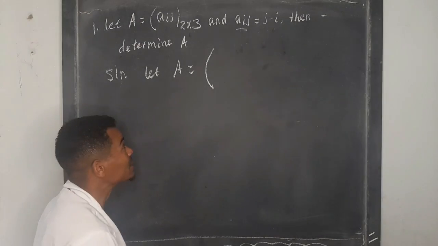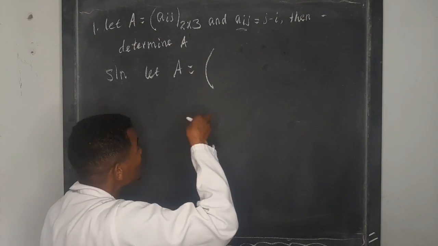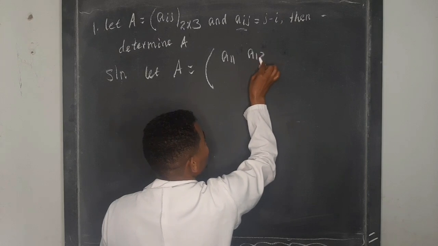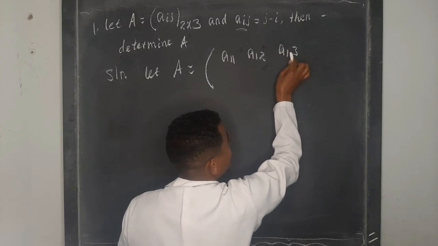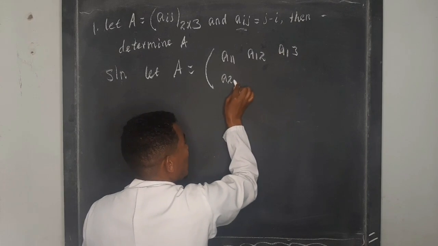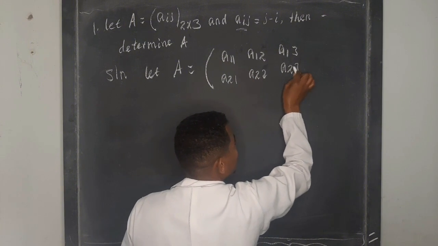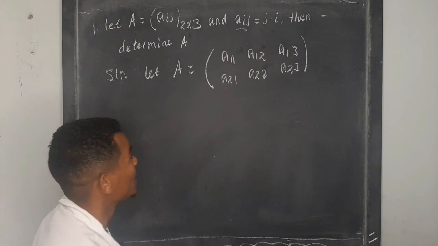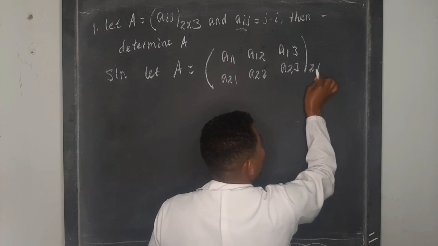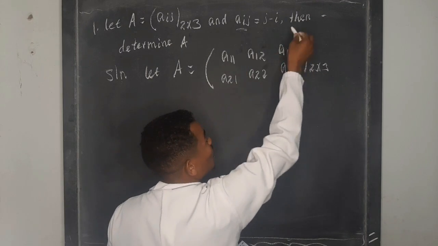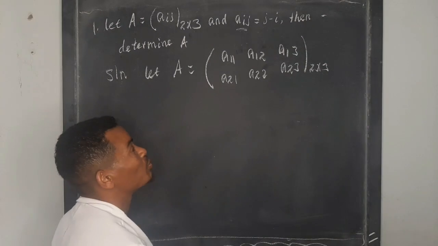So, solution: let the matrix A be given with size 2 by 3, that is, 2 rows and 3 columns. So the matrix is a11, a12, a13, a21, a22, a23. Its size is 2 by 3. That is row 1, row 2, column 1, column 2, column 3.